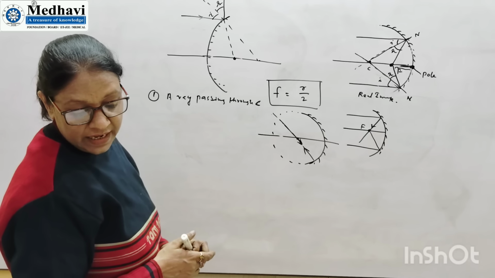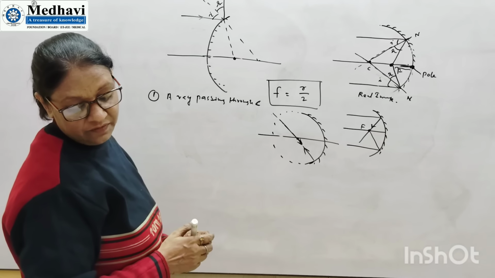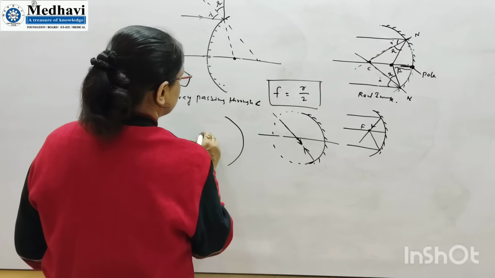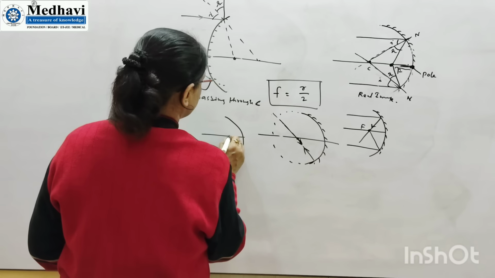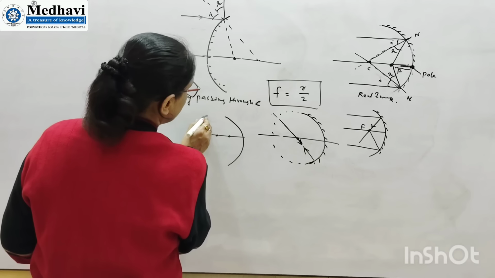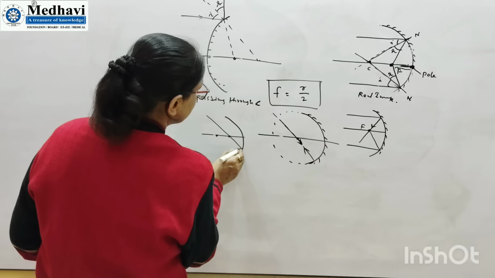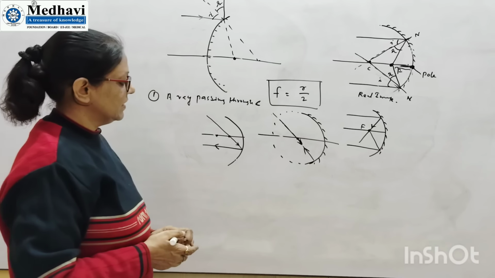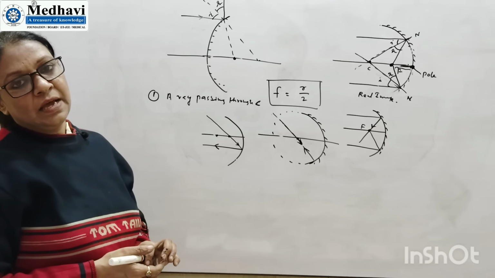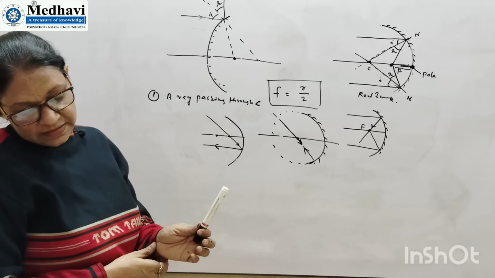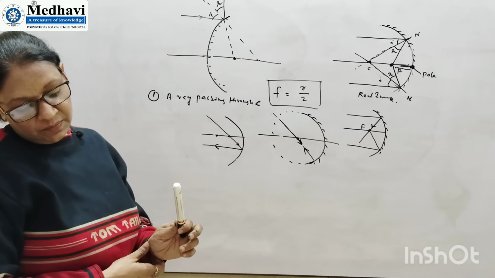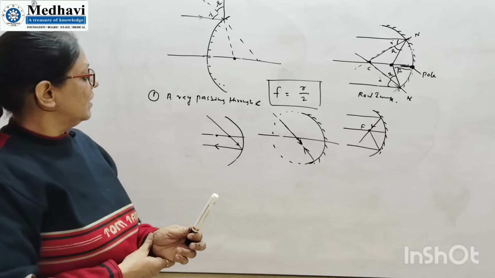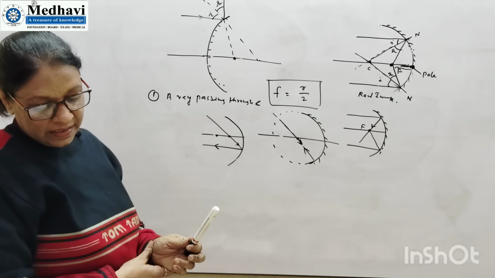Third point, a ray passing through the focus. A very important point. Suppose this is the focus, and this is the center of curvature, so half the distance. If a ray passes through the focus, then it will bounce back parallel to the principal axis. So a ray incident through the focus, after reflection from a spherical mirror, becomes parallel to the principal axis.